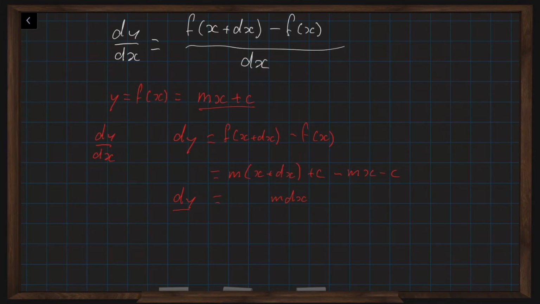However, we want to find dy by dx. So we just divide that by dx, and we see that dx also cancels out. So we see that this just finds the gradient of a straight line equation. But next we apply it to equations that do not describe straight lines.